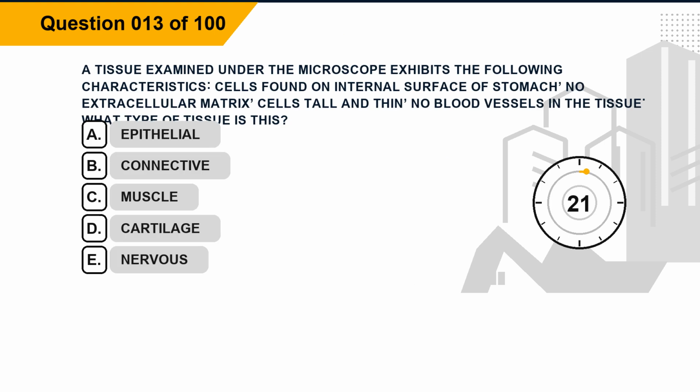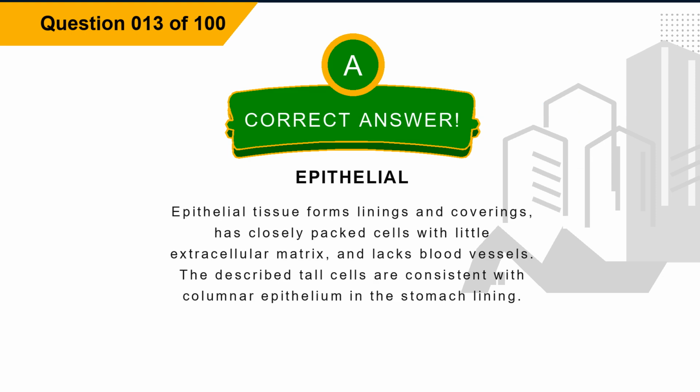Question 13. A tissue examined under the microscope exhibits the following characteristics: cells found on internal surface of stomach, no extracellular matrix, cells tall and thin, no blood vessels in the tissue. What type of tissue is this? Option A, epithelial. Option B, connective. Option C, muscle. Option D, cartilage. Option E, nervous. The correct answer is option A, epithelial.